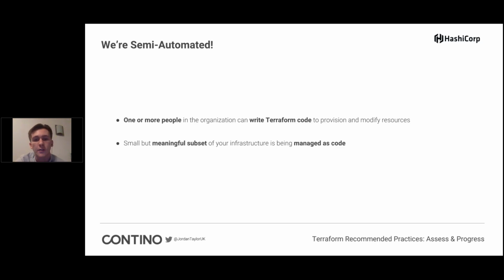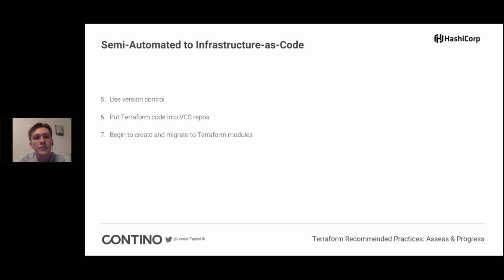At this point, you are semi-automated. You have some guys that are automating the process of provisioning infrastructure. And so you have a small but meaningful subset of infrastructure which is managed as code, but the majority of guys are still doing a lot of manual stuff, and the practices aren't ideal. So how do we get to the next phase of infrastructure as code from where we are now?